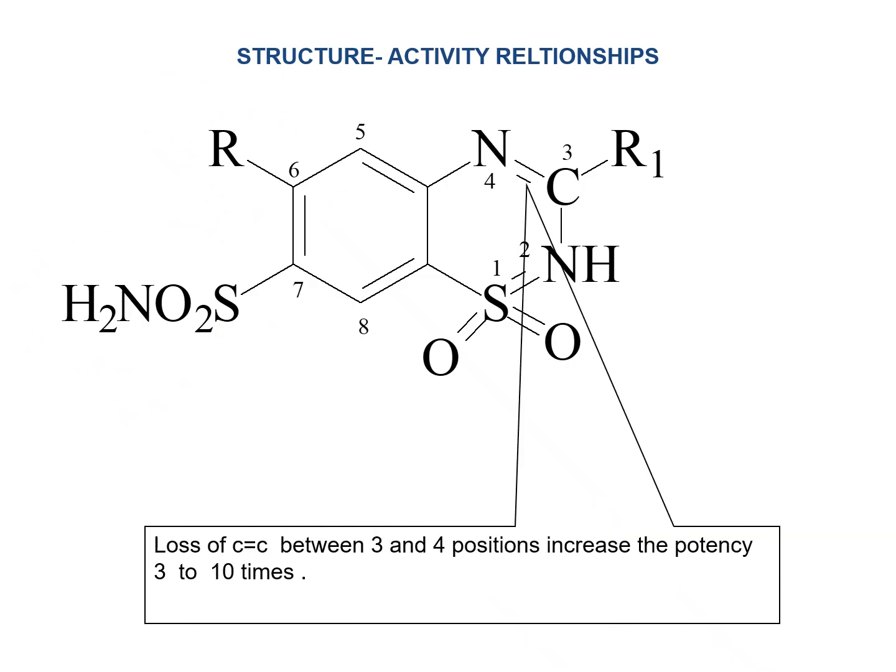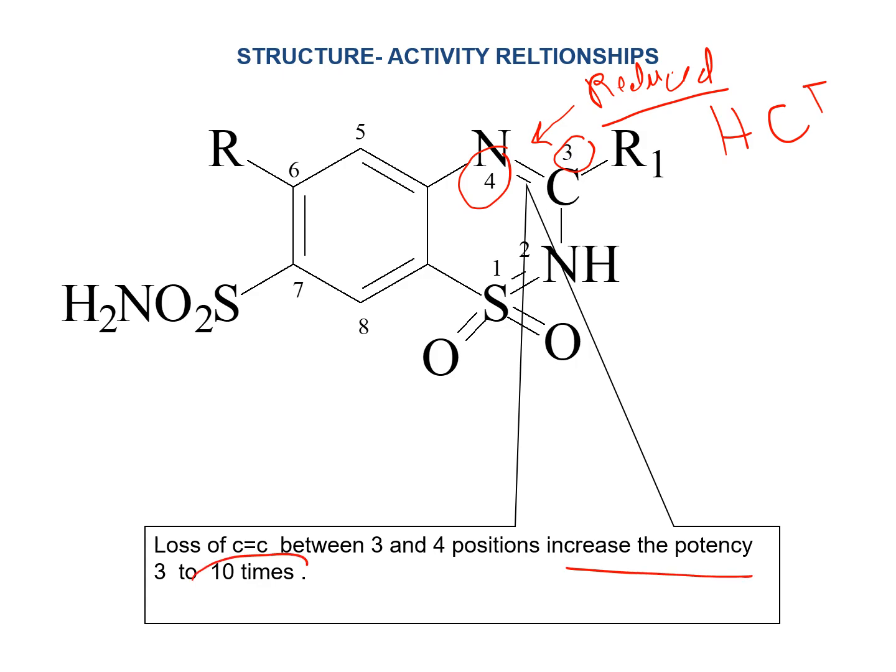What is also important in the structure, it was found out that this double bond between carbon number 3 and 4, if you reduce it, you will get an increase in activity, and this is why we call it hydrochlorothiazide, because there is a reduction of chlorothiazide, which is one of the thiazide diuretics. Hydrochlorothiazide is one of the thiazide diuretics, and this double bond is reduced in this compound, and this results in an increase in potency of around 10 times compared to the previous compound.